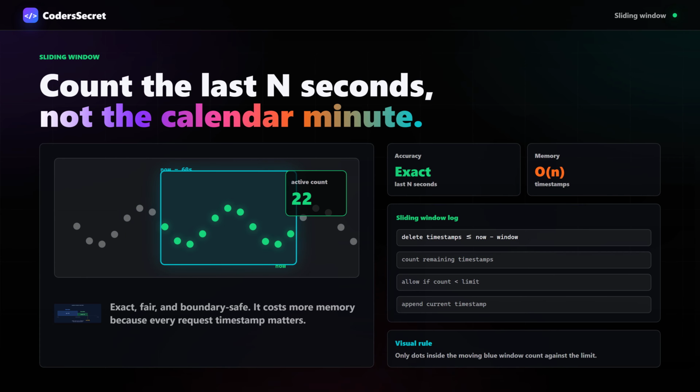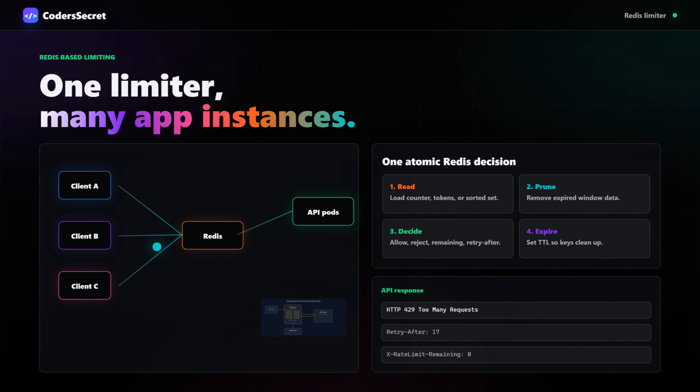In production, rate limiting often has to work across multiple app instances. Redis gives every instance the same shared state. The important detail is atomicity. Use a Lua script or transaction so the counter update, expiration, and decision happen together. Also set TTLs so limiter keys do not live forever.